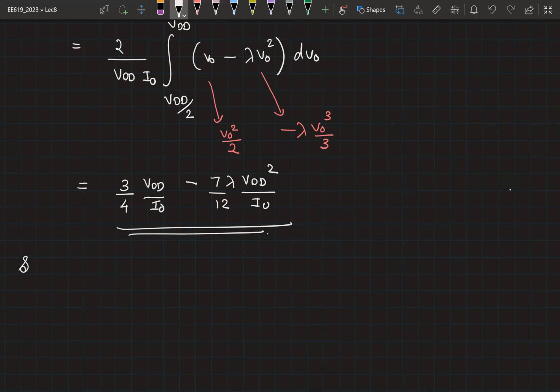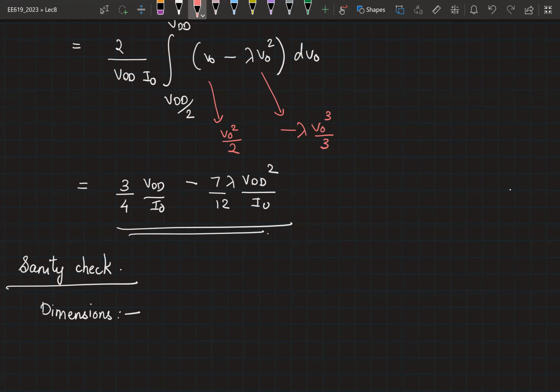So let's do a quick sanity check. Can you check if the equation is dimensionally correct? What is the dimension of the first expression? This will be V by I, right? It's in ohms. What about the second portion? That is also in ohms because lambda has a unit of 1 by volt. So dimensionally, this equation is fine.